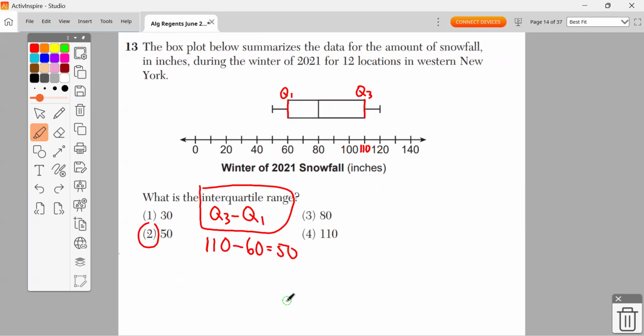In number 13, the box plot below summarizes the data for the amount of snowfall during the winter of 2021. What is the interquartile range? You can find your interquartile range by doing your Q3 minus your Q1. Well, first of all, that formula is on your reference sheet. So if you don't know it, that's where you can find it. Your Q1 is the edge of the box, which is 60. Your Q3 is the edge of the box, which is 110. So 110 minus 60 is 50.